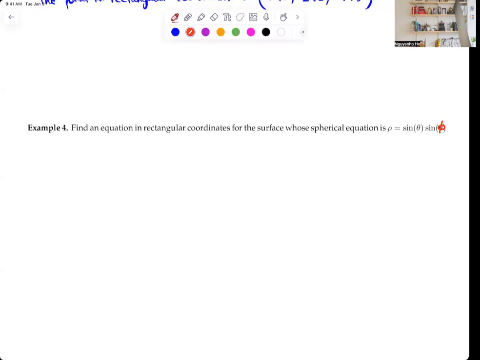Now go back to your notes, go back to the formulas that connect the spherical coordinates and rectangular coordinates. Can you give me an idea of what to do with this problem? Right, so this is in spherical coordinates. You want to convert this into rectangular coordinates, so I want to see x, y, and z in the formula.